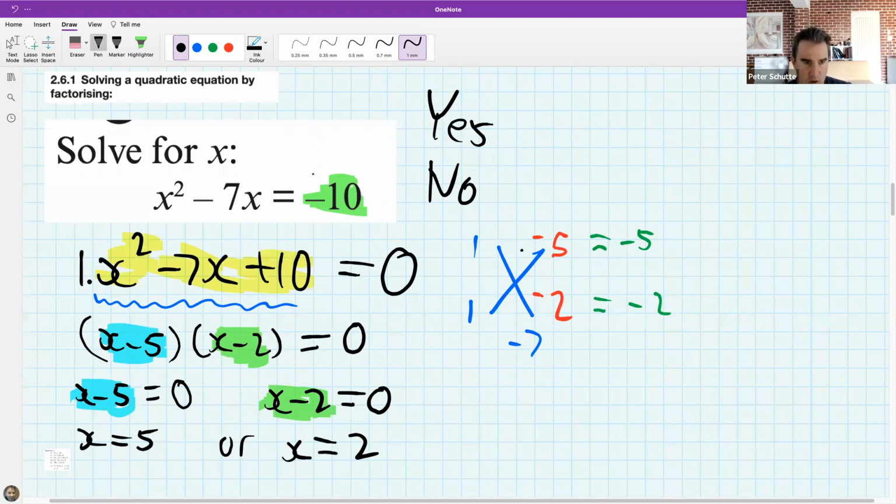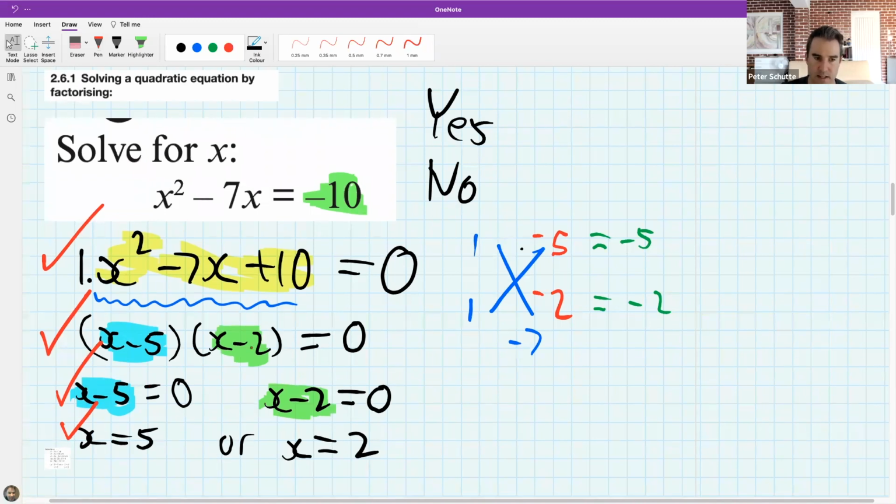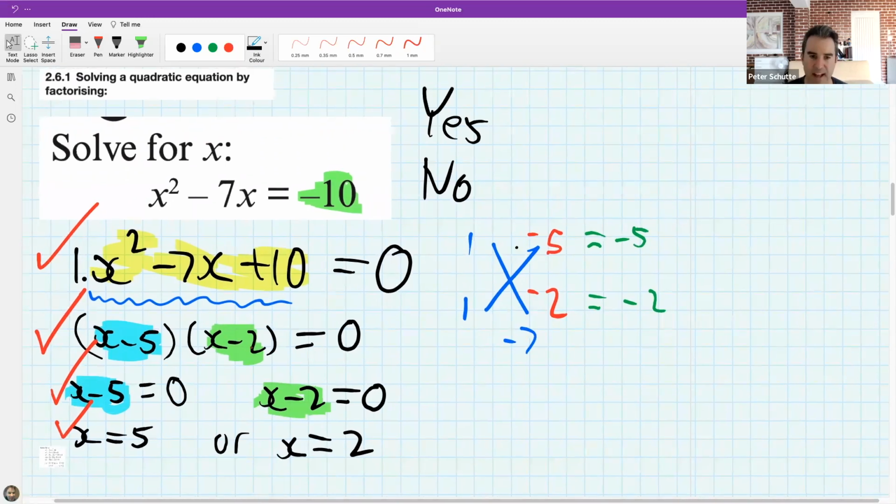Step 1 was to get everything in standard form on one side. So that was this step. Step 2 was to factorize. And then step 3 was to take each of the brackets and make them equal to 0. Step 4 was to solve each of the equations that are left. And so that is how you solve a basic quadratic equation. Now, there are different variations of this, but that's the basic structure.